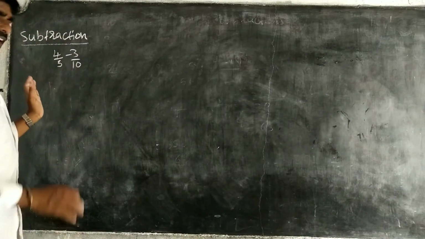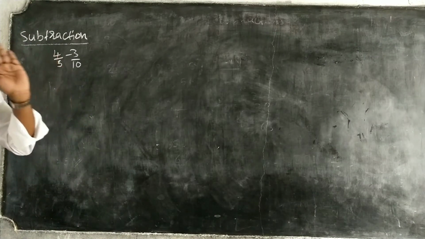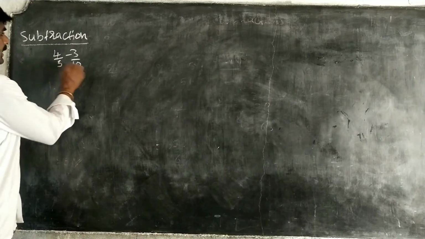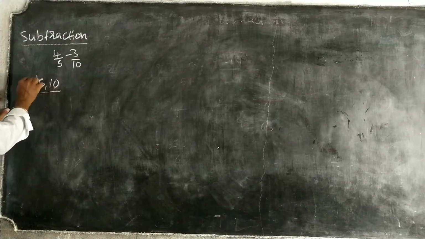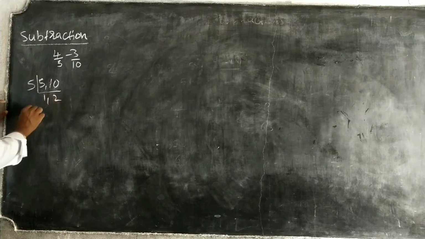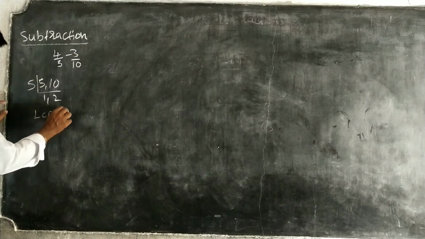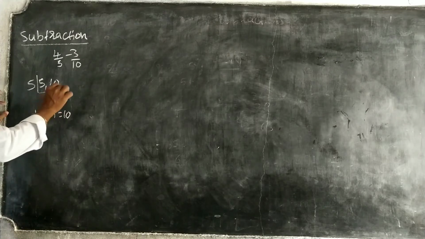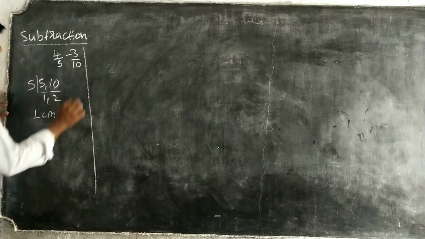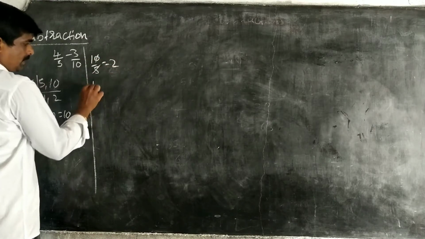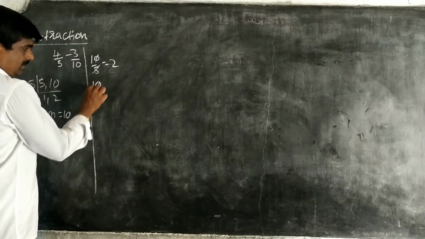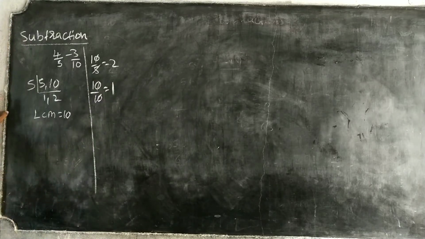Subtraction. Same like that, only we have to go for subtraction. 5 and 10, LCM of 5, 10. 5 ones are 5, 5 twos are 10. LCM is equal to 10. Okay, same process. Next, 10 by 5 is equal to 2. 10 by 10 is equal to 1.